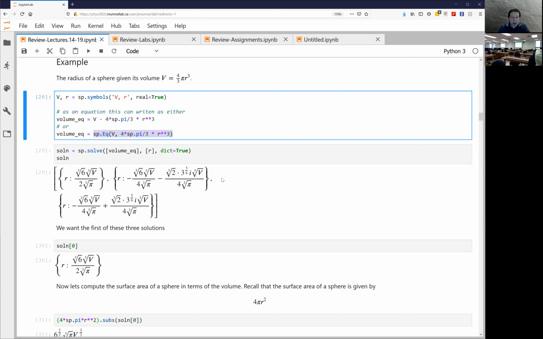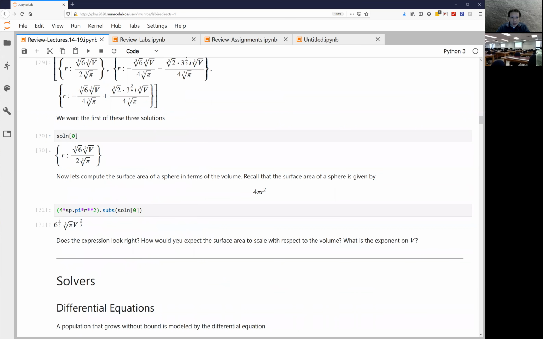So we pick just the first solution, and then we can substitute that in. That's something we covered in terms of how to use these tools. And the final thing we did with SymPy was we can use SymPy to solve some differential equations.